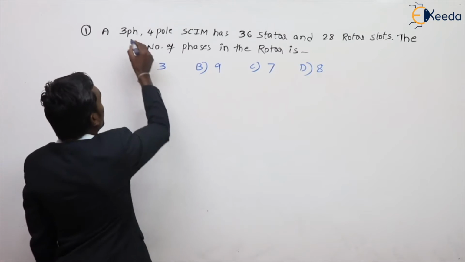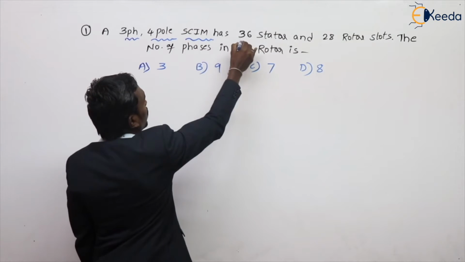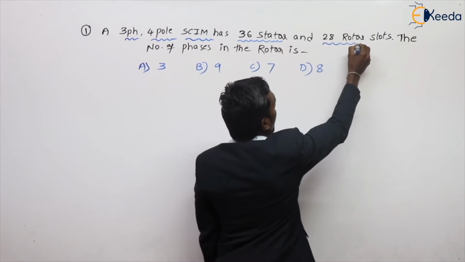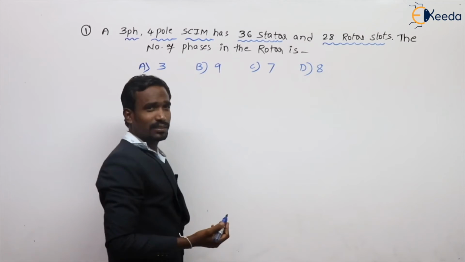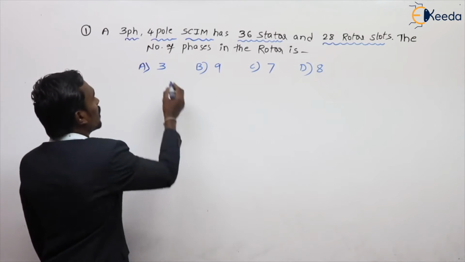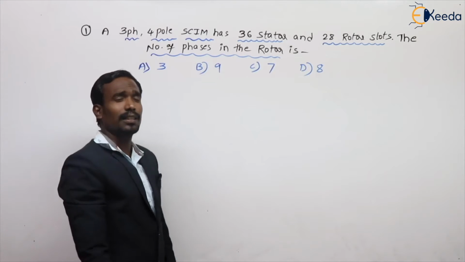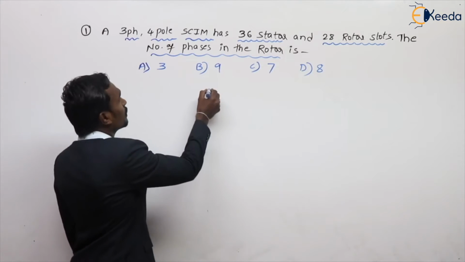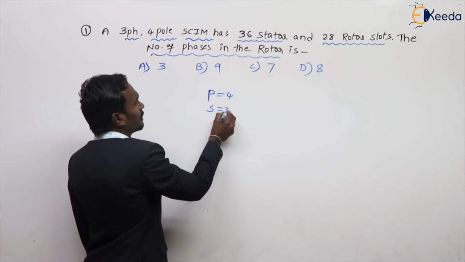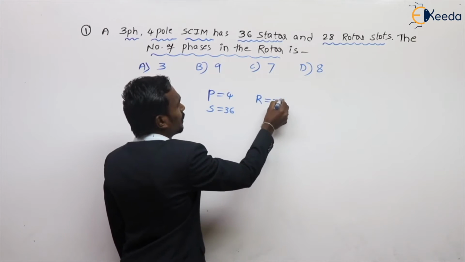Let's see. A three-phase, four-pole squirrel cage induction motor has 36 stator slots and 28 rotor slots. The number of phases in the rotor is? This is a 4-pole machine. We have 36 slots in the stator and 28 slots in the rotor.